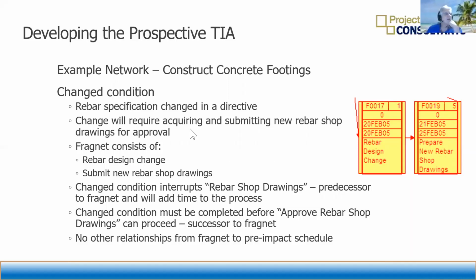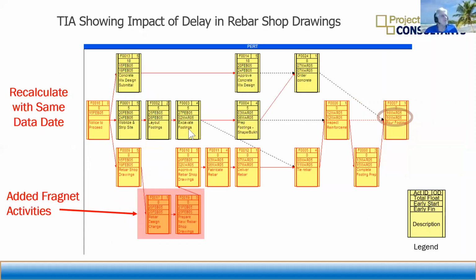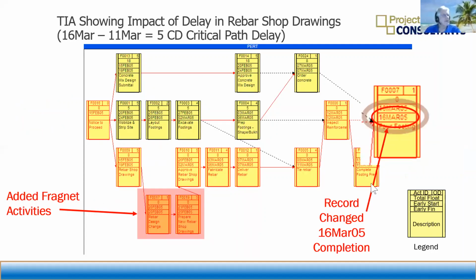But it's going to require getting new shop drawings from the fabricator. We know we've got to change, and then submit those new shop drawings. So now that interrupts the rebar shop drawings, the whole procurement. And the predecessor is rebar shop drawings, and that's going to step in and probably add some time, at least to that particular path. And then a successor would be to approve. No other relationships. And so now that we have the added fragnets, we recalculate with exactly the same data date.